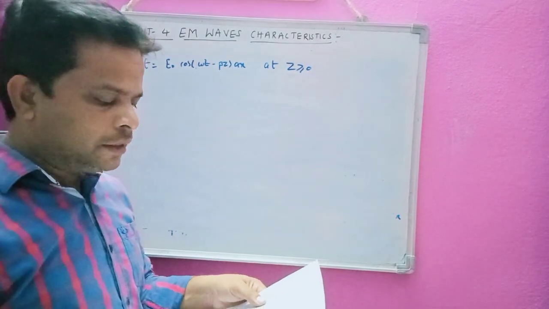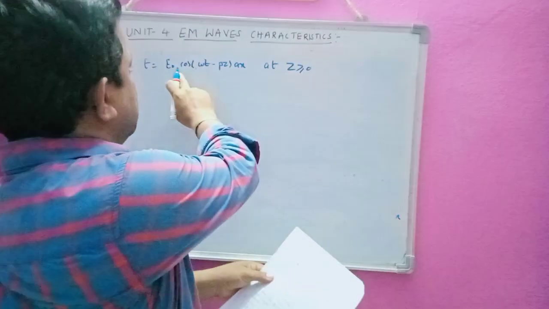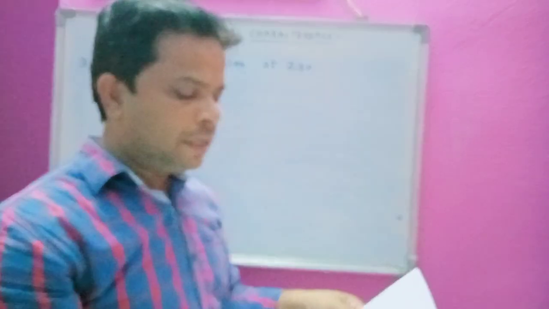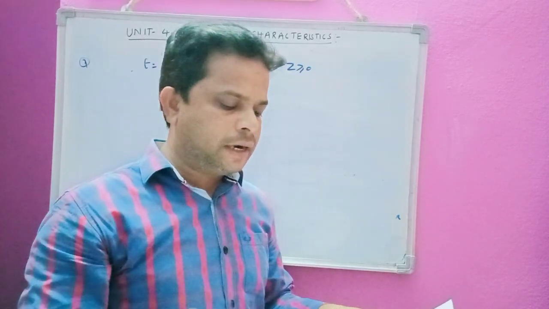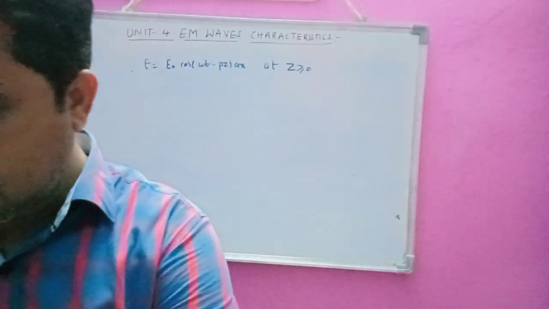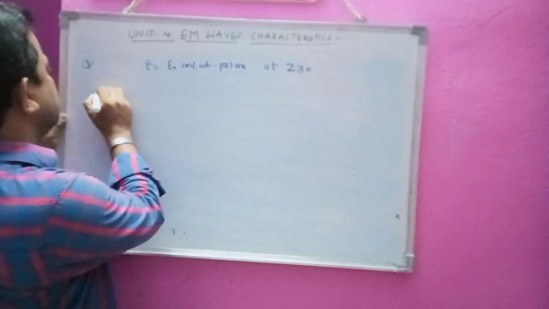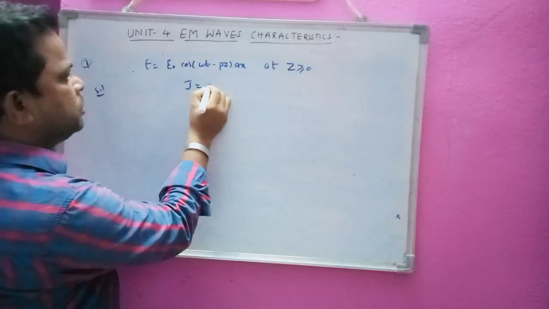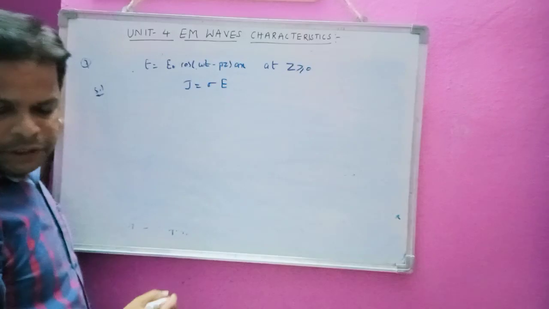Find the current density in the conductor. Let me listen to the question once again. A plane wave is incident on a good conductor at z greater than or equal to 0. Find the current density in the conductor. Now we have to find the current density in the conductor, that is J. So we know that J is equal to sigma into E. Now J will satisfy the equation.